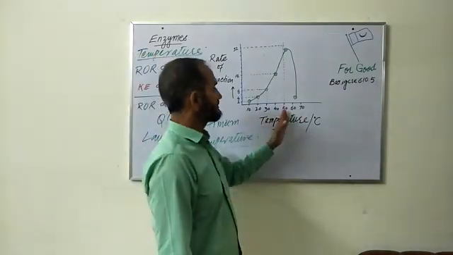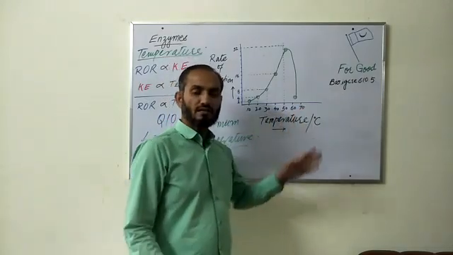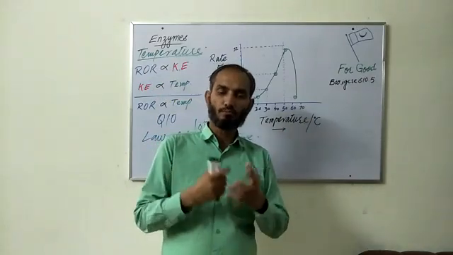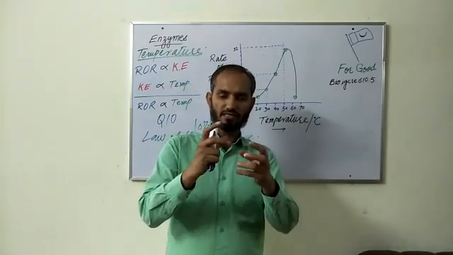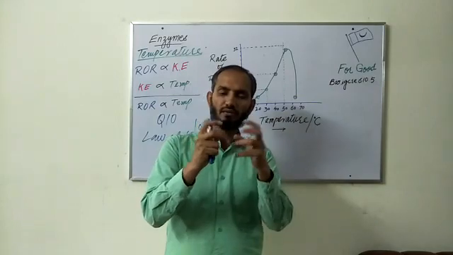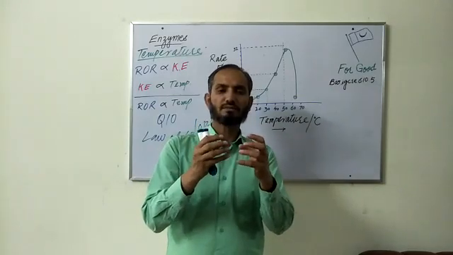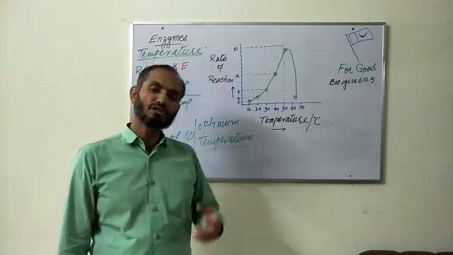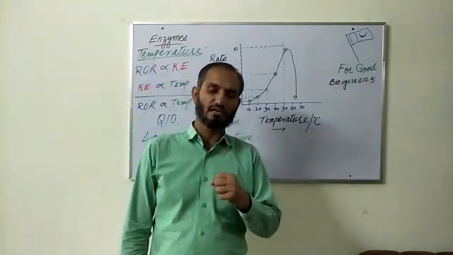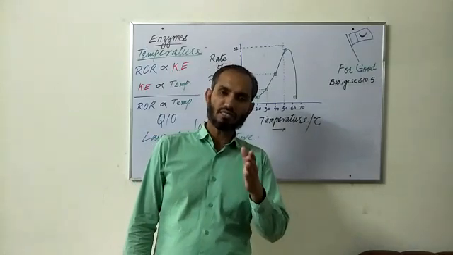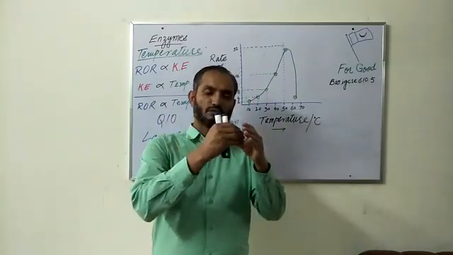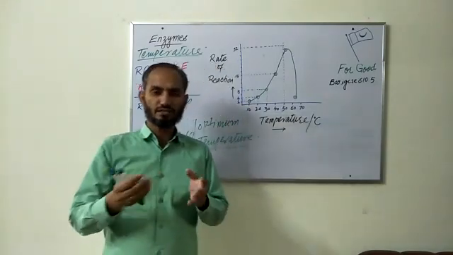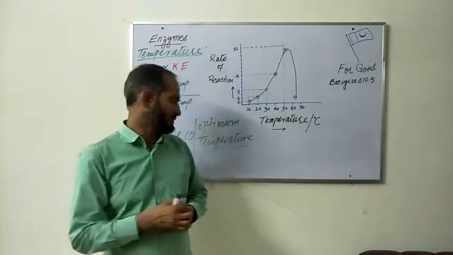When we increase the temperature beyond optimum, then the 3D shape of enzyme is disturbed. The components of enzyme molecule start vibrating with a high frequency, so that the specific 3D shape of enzyme is disturbed. And the 3D shape of the active site of enzyme is disturbed to such an extent that the substrate molecules cannot fit into it. And this stage of the enzyme is called denaturation.